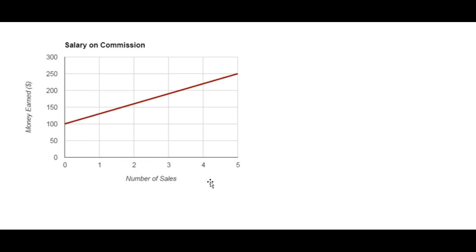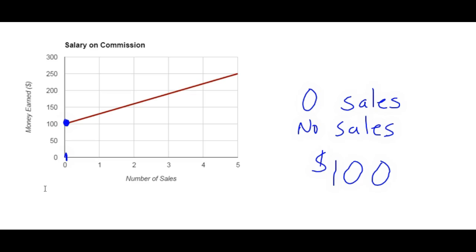So this is probably for maybe a single day. I'm not really sure. So let's examine what that might mean. And you might want to pause the video to try and think about what it means. So I'm going to find my y-intercept. It's right here at 100. So that means that with 0 sales, in other words, no sales, the money that was earned is $100.